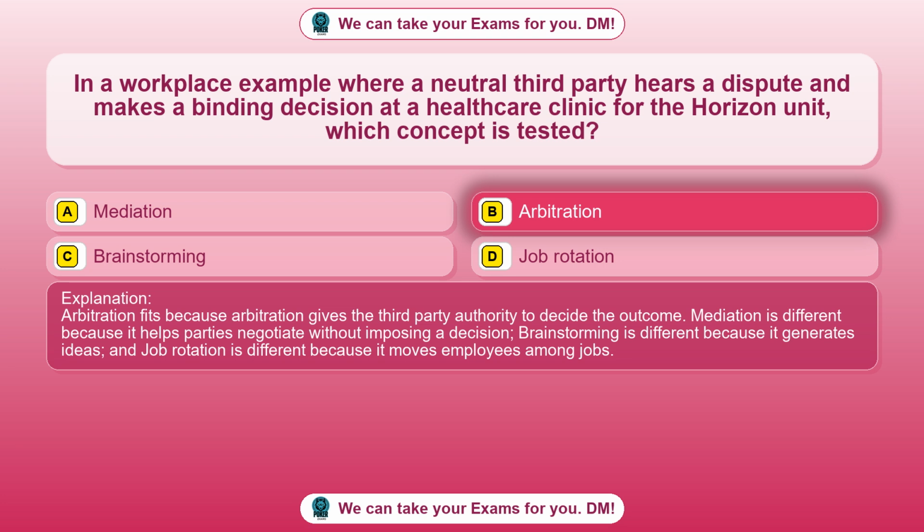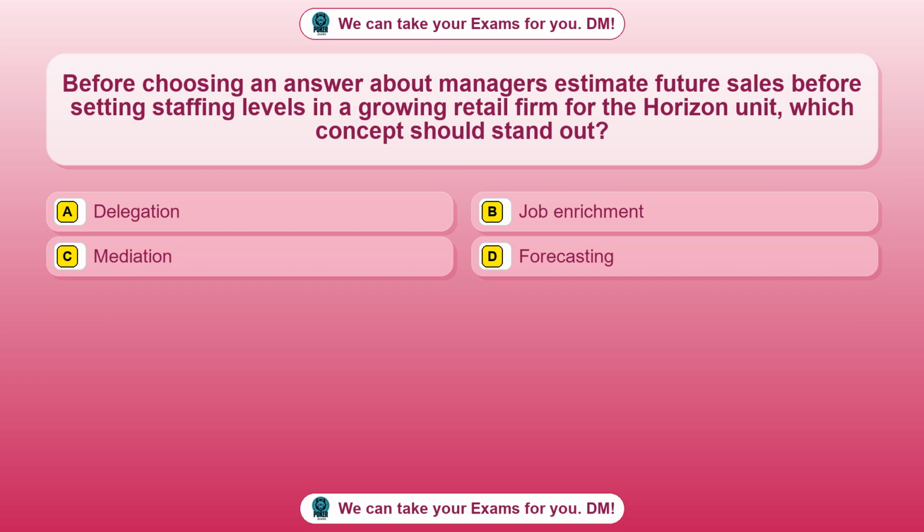Brainstorming is different because it generates ideas, and job rotation is different because it moves employees among jobs. Question 18. Managers estimate future sales before setting staffing levels in a growing retail firm for the Horizon unit. Which concept should stand out?